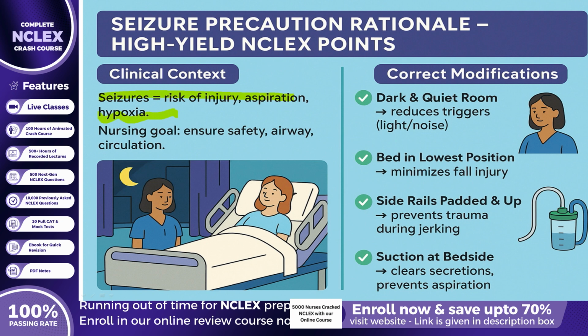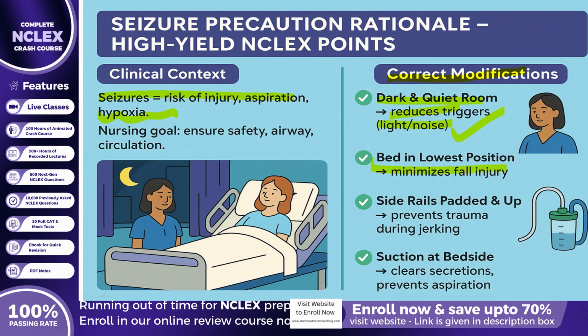Looking at the correct options in detail, keeping the room dark and quiet is essential because flashing lights, noise, or other stimulation can precipitate seizures, particularly in photosensitive clients, and also help with recovery in the postictal state. Lowering the bed to the lowest position is another critical step since seizure activity can cause sudden movements or falls, and a low bed height minimizes the severity of injury.